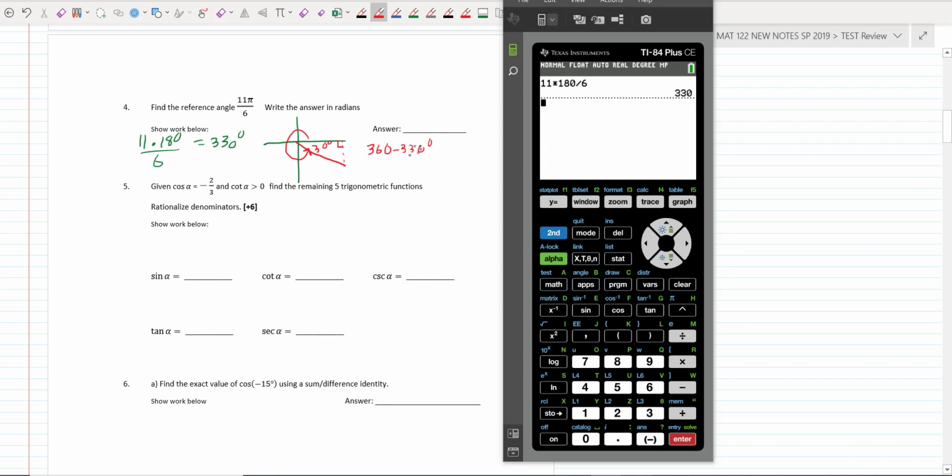Now you could go ahead and convert that to radians. There's 2 ways to do this. You just multiply by pi over 180, so 30 pi over 180. That'll give pi over 6. So in radians, that answer would be pi over 6.